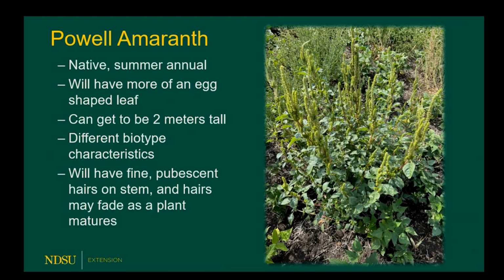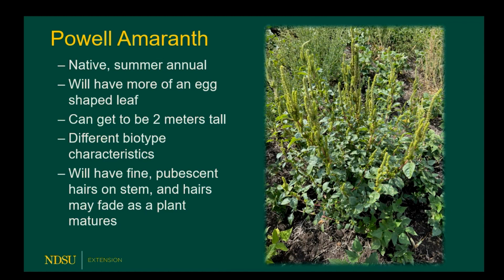Powell amaranth, this isn't the greatest picture, but I have a couple more after this, is also a native and a summer annual. So Powell and redroot are native, water hemp and Palmer are introduced pigweeds. These ones will also have an egg-shaped leaf, but it's wider at the bottom and goes to a point versus having the actual rounded point at the end.